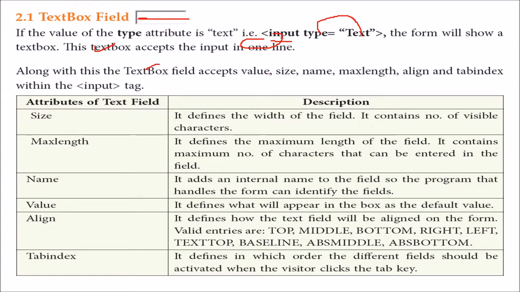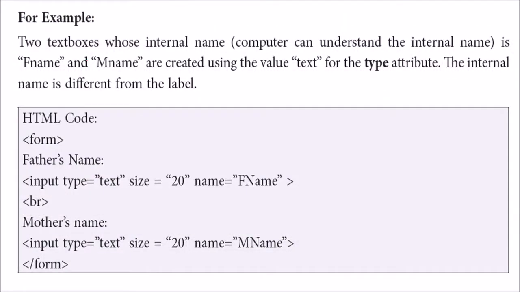Apart from the text box, value, size, name, max length, align, tab index, all these are there, and they convey the same meaning as we discussed in the previous discussion. Align is how or where you want to align in the form with respect to the form, and tab index is when you press tab, at what point or on which tab this text box should be highlighted or the cursor starts blinking here.